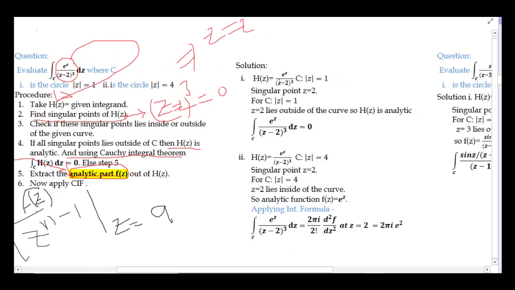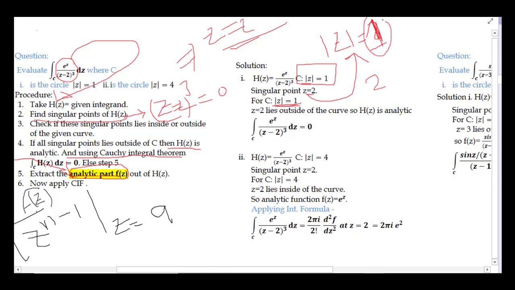Here f(z) equal to this, and this C is given to you, mod z equal to 1. The singular point is z equal to 2, already calculated. Now for mod z equal to 1, put z equal to 2 and substitute this value. So what will I get here?